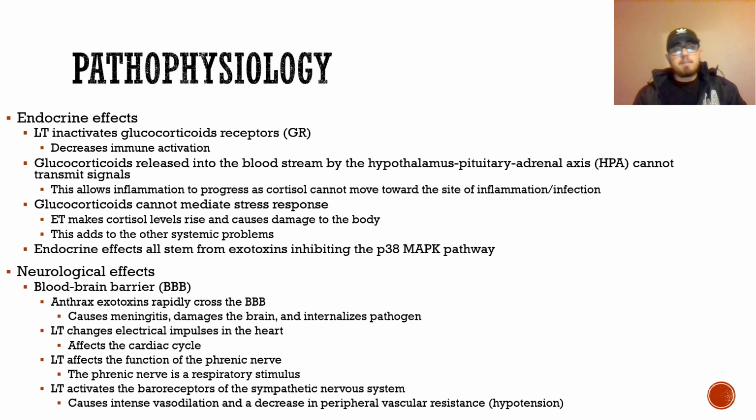Lethal toxin affects the function of the phrenic nerve, which is a respiratory stimulus, so it controls the diaphragm and it controls breathing or assists in breathing. Lethal toxin activates the baroreceptors of the sympathetic nervous system, and this causes intense vasodilation or relaxation of blood vessels and a decrease in peripheral vascular resistance, which causes hypotension, low blood pressure.